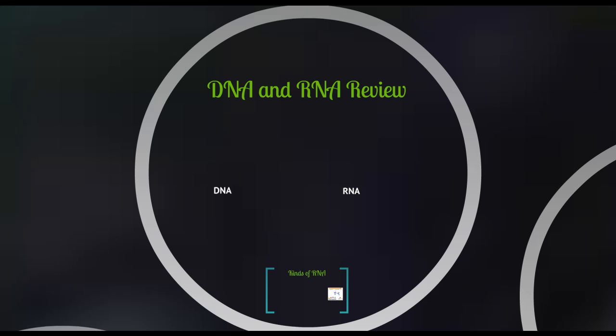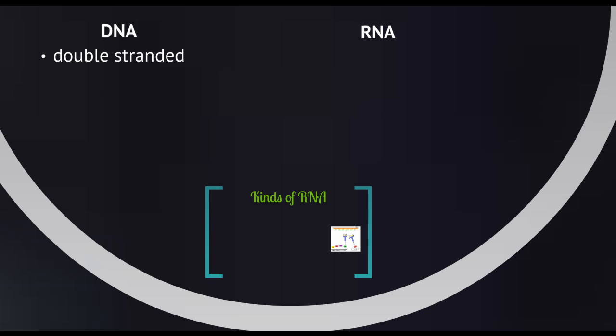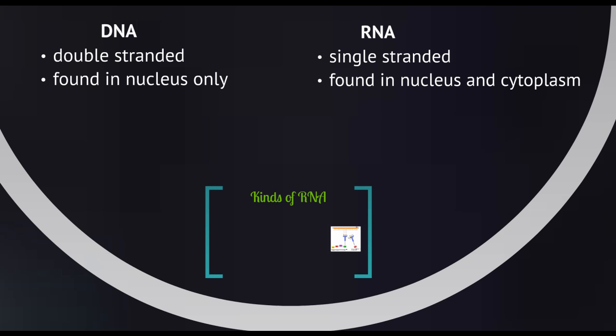So a little bit of review about DNA and RNA. If you look back at the work we did in Chapter 2 and biomolecules, we talked about a lot of this already. So it's one of the 4 macromolecules needed to build a cell. Its monomer is a nucleotide. A nucleotide has 3 parts, a sugar ring, a phosphate ring, and a nitrogen base. DNA is going to be a double-stranded molecule. RNA is single-stranded. DNA is found only in the nucleus of a cell. RNA, there's different kinds, but they can be found in the nucleus and in the cytoplasm of the cell.